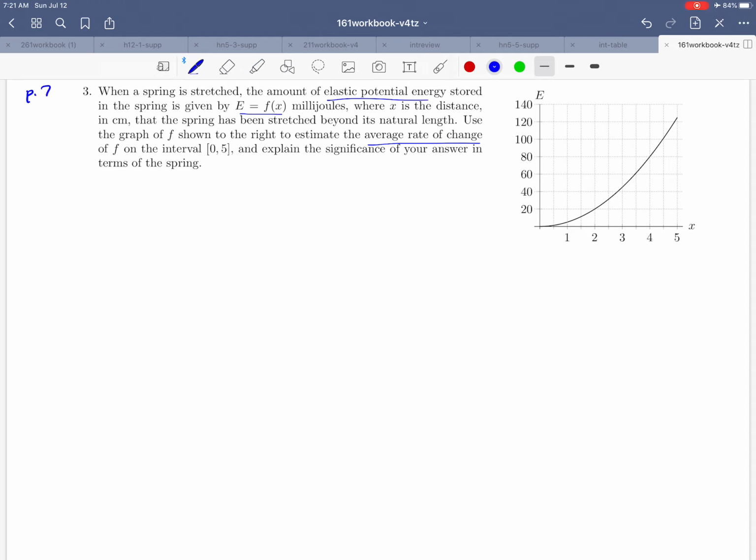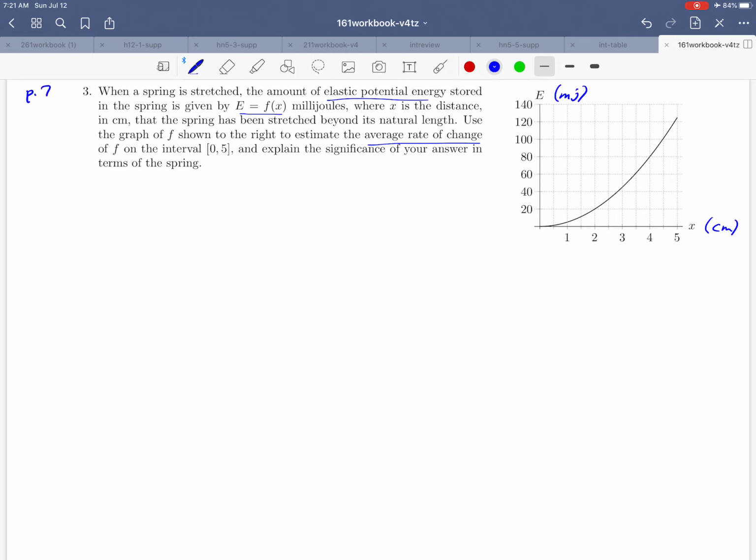So let's take a minute just to talk about the information that we're given here. This is a graph of energy. Notice that energy is on the vertical axis, and they give us units of millijoules. I'll just abbreviate that MJ. And then x is the distance that the spring is being stretched in, let's see, what were those units? Centimeters, it looks like. So you can see that the farther you stretch the spring, the bigger the energy is getting. Our graph is telling us that.